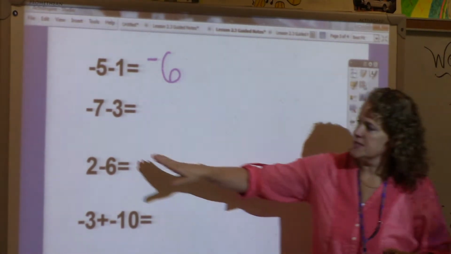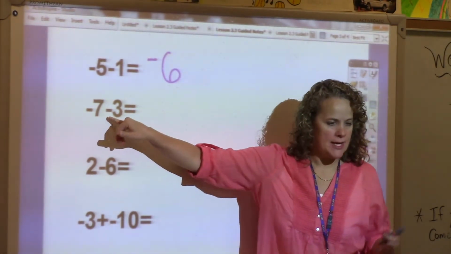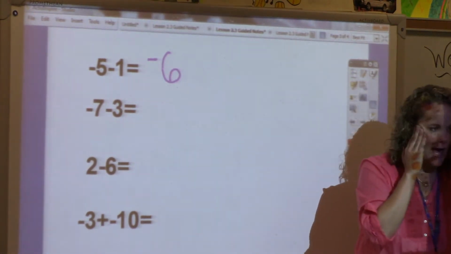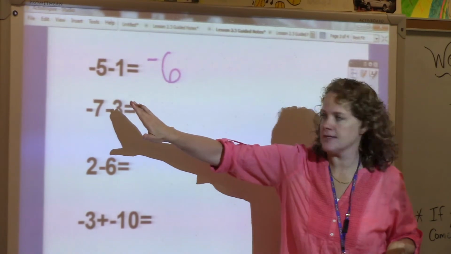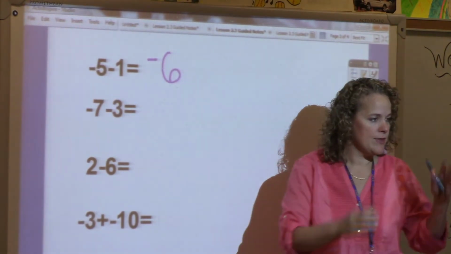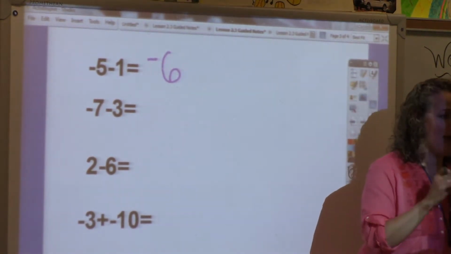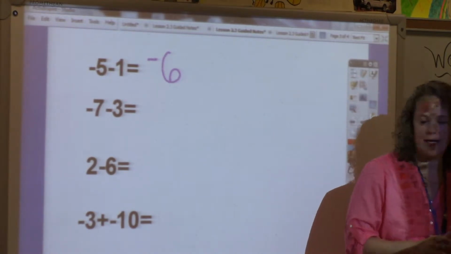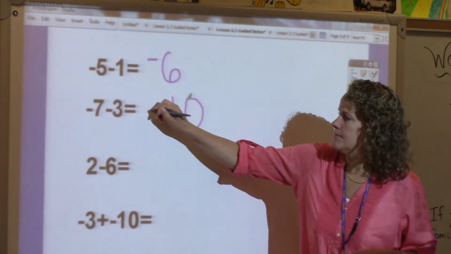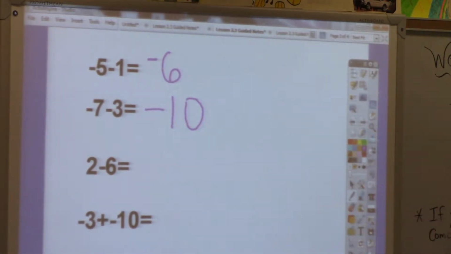Now, even though this one says -7 minus 3, I want you to think of that as a -7 and a -3. And when they're both negative, you add them and keep it negative. So that's 10, but it's -10. Make sure you put that negative on there. Because a negative plus a negative is still negative.